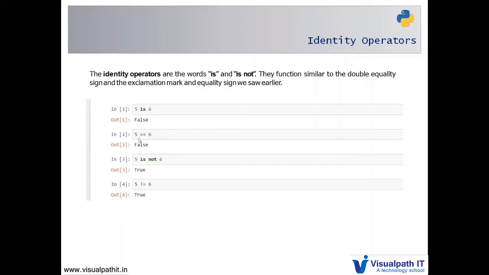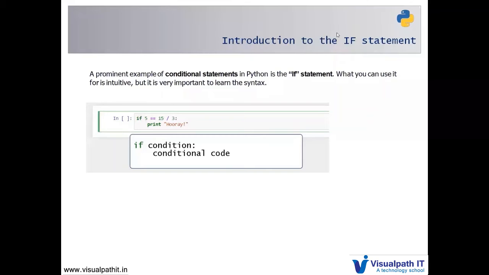So these two statements are similar, except that one is using an is identity operator and this is using the double equality sign. Next is 5 is not 6, which is true. So we can also use not equal to 6. 5 is not equal to 6, which also evaluates to true. So let us look at some of the conditional statements now.